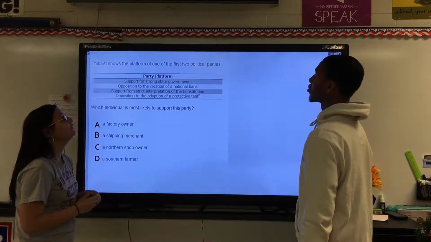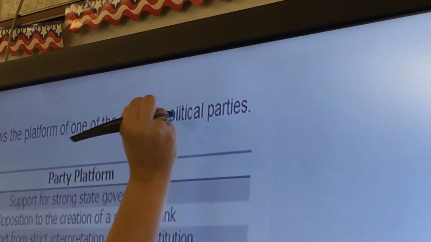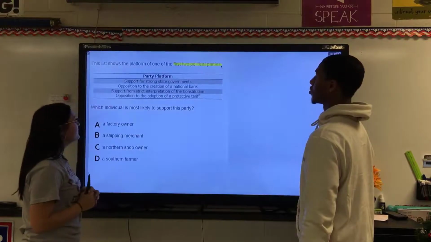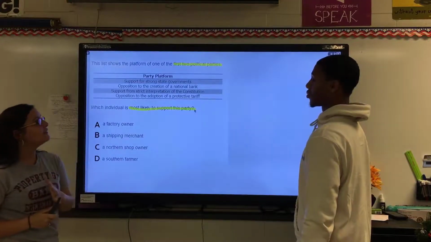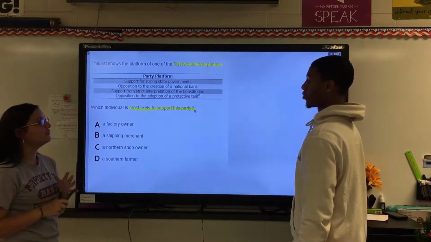Now that you know the steps, let's watch our experts, Abby and Michael, demonstrate the steps on a test-style question. The list shows the platform of one of the first 2 political parties. Which individual is most likely to support this party? The next step in this process is to explain the key points of the question.